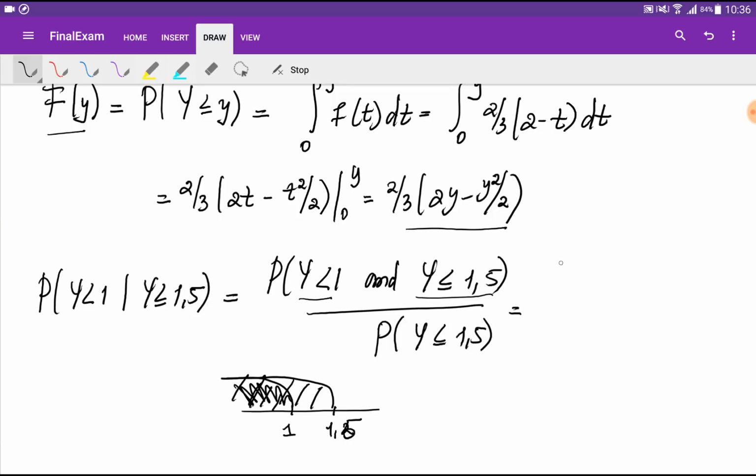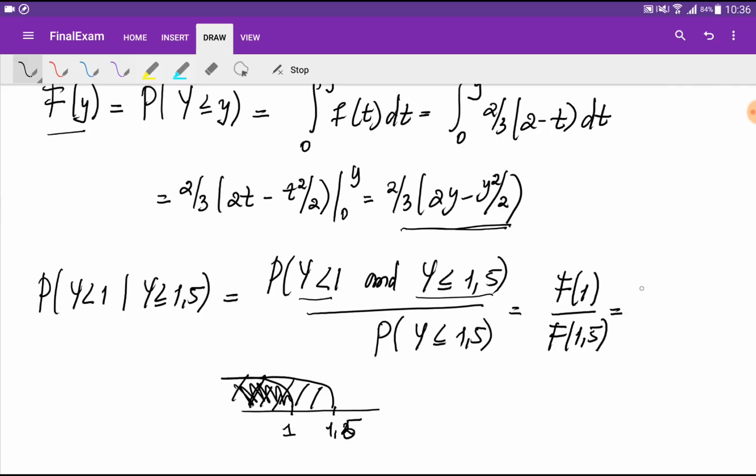So the probability that Y is less than 1 is the integration of the density function, or we just need to evaluate the cumulative distribution function at 1. This is divided by the cumulative distribution function at 1.5, which is the probability that Y is less than 1.5. So we just need to evaluate the values using this function.